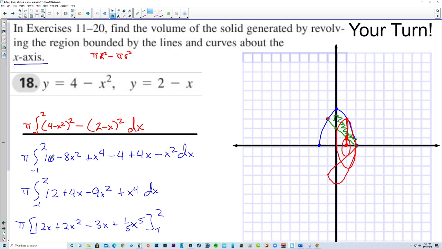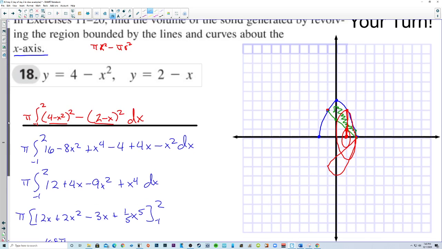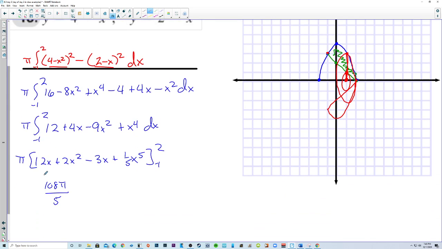Well, we FOIL out this one. We FOIL out that one. Got the pi. We're going to integrate these. I collected like terms, integrate, and then I kind of gave up on the integral part, and I just grabbed the calculator if you want me to be perfectly honest, and had 108 pi over 5.